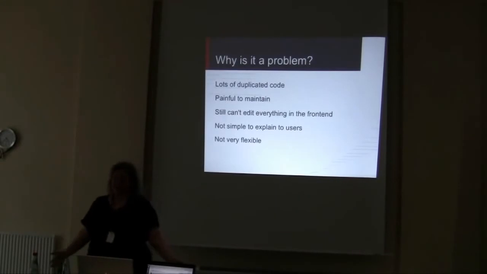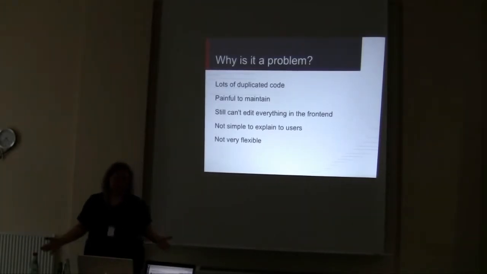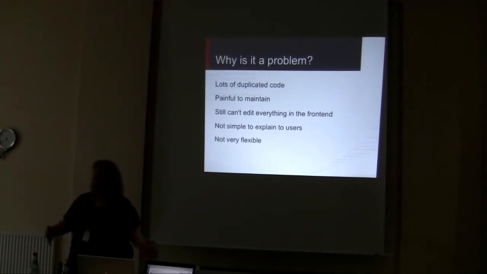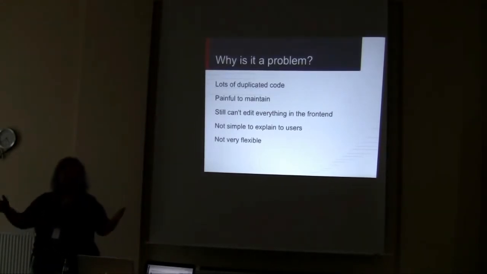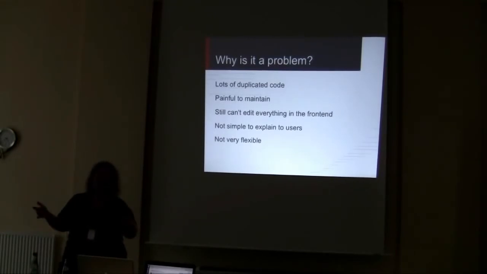So why is it a problem the way we're handling it now with all these different content extensions? Well, the first thing is lots of duplicated code, right? We're shipping a lot more code than we need to ship because we're shipping an administrative layout for each one of these separate extensions, and an administrative model and a form for editing.